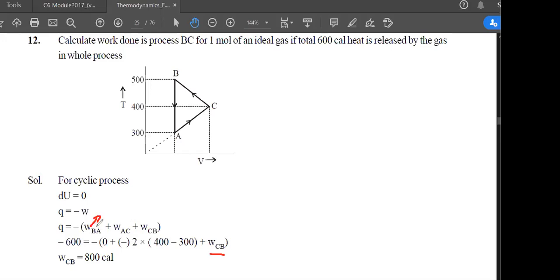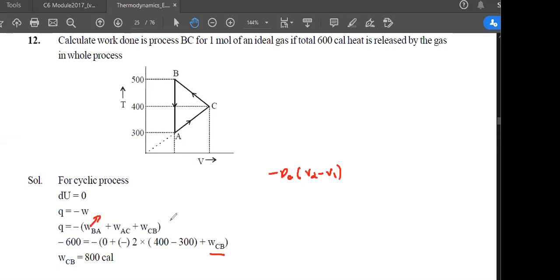Everyone, got this problem? Everyone should get it. How come W_AC is equal to 2 into 400 minus 300? Why is it 2? You should start with the basic formula. Work done is minus P external into V2 minus V1.